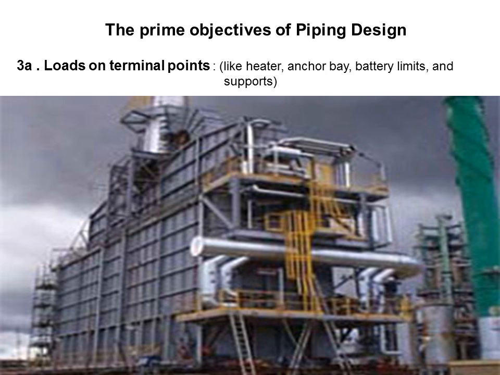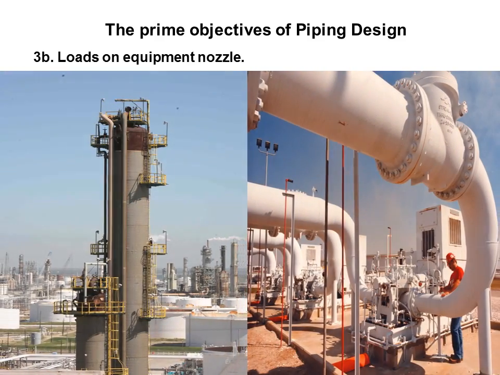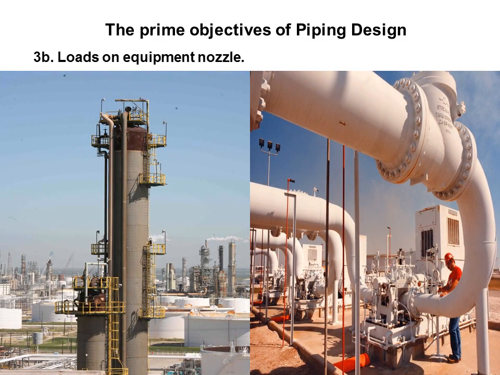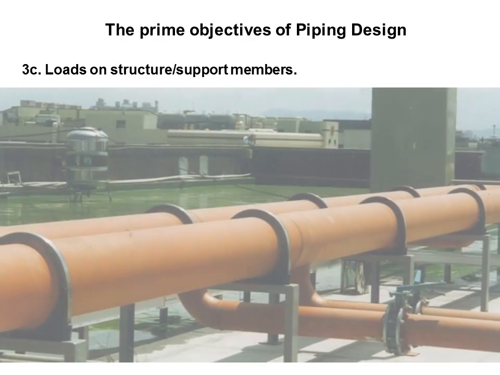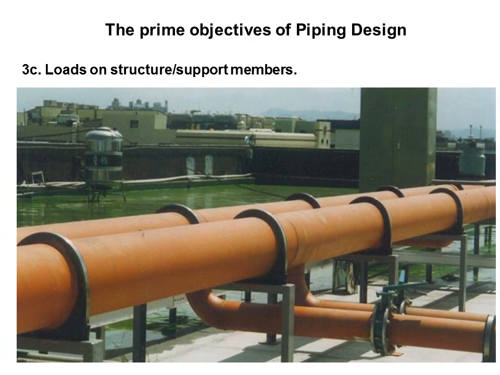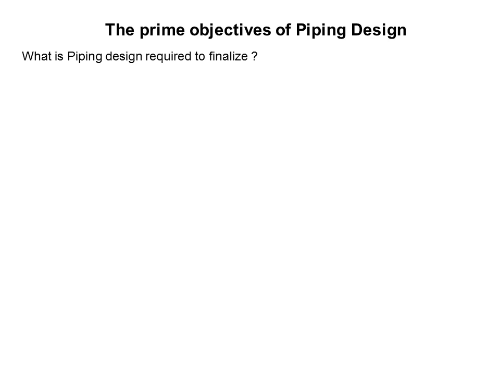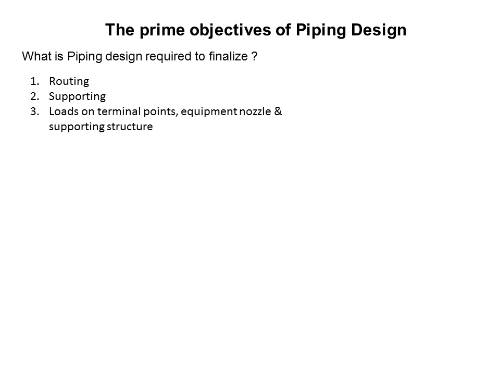Again, this piping design is finalized based on the loadings that need to be provided at the terminal points, like that of heater, the anchor bay, the battery limits and the supports, or the loads on the equipment nozzle to which it is connected. The loads to the structure are the support members. So, in a nutshell, piping design is required to finalize routing, supporting, and loads on the terminal points, equipment nozzles, and supporting structures.